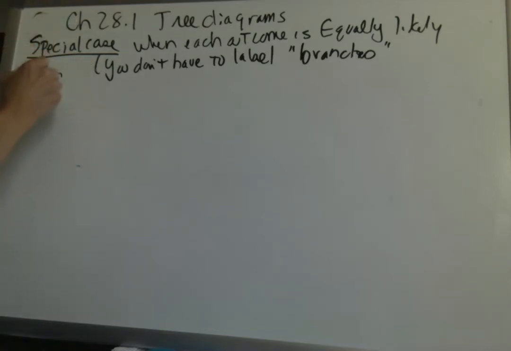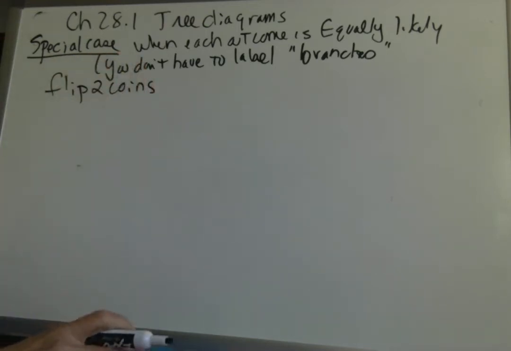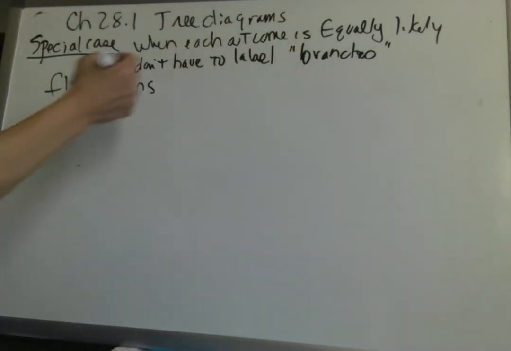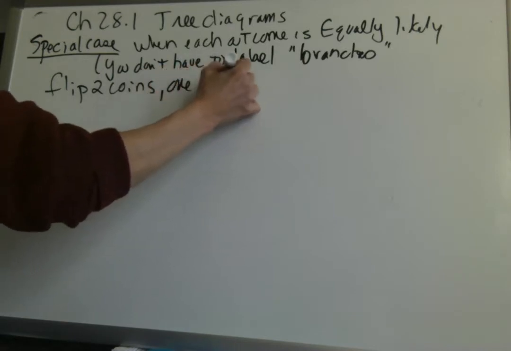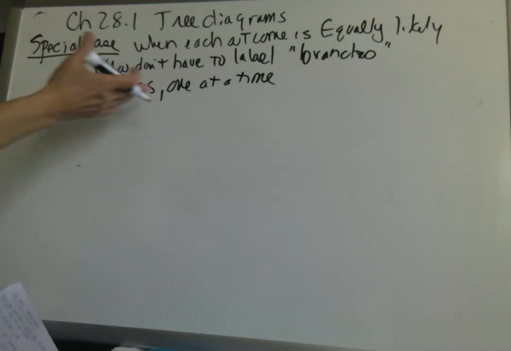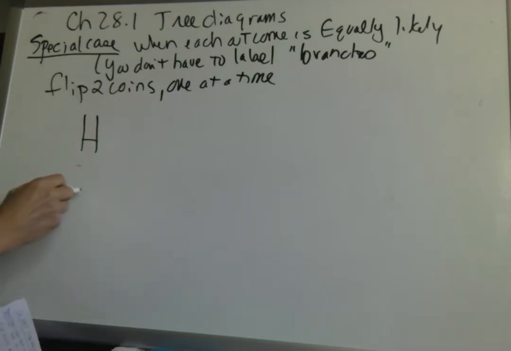Let's say we are flipping 2 coins. They are fair coins, meaning 50-50, 50% head, 50% tail. That's what I mean by equally likely. One at a time. Okay. Let's figure out all the different things we could possibly get from our experiment of flipping 2 coins one at a time. Well, what about if we flipped a head first? Or we could flip a tail first, right? Those are the 2 ways we could flip our first coin.